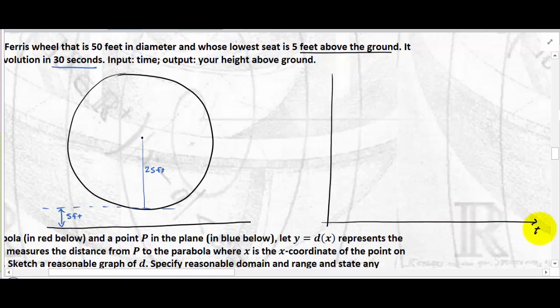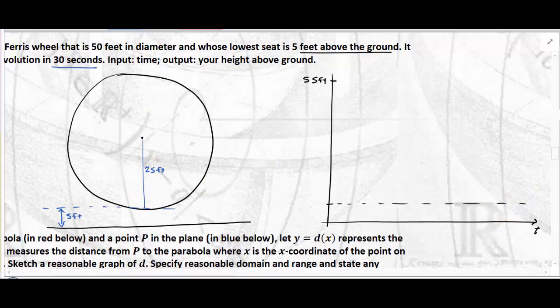So this is a time. And this is, what's the highest altitude I will be at? 50 plus 5, 55, right? 55 feet is the highest altitude. And the lowest altitude is 5 feet, okay? Because this is a Ferris wheel.